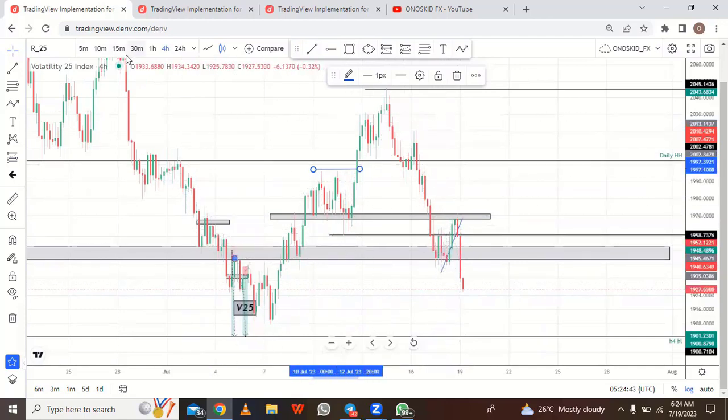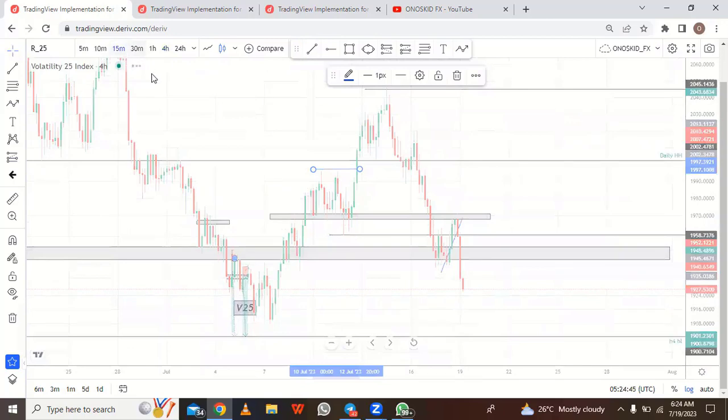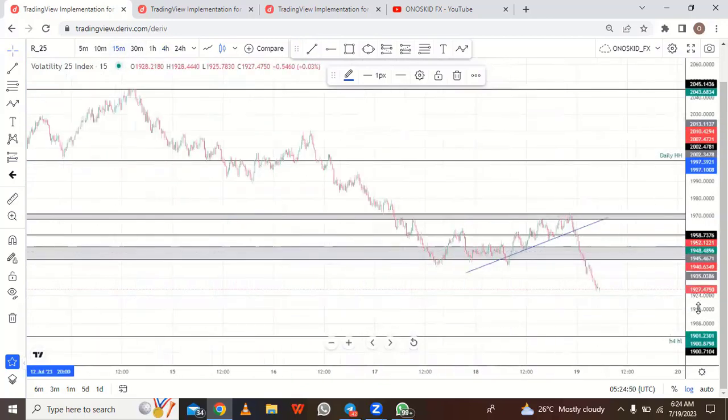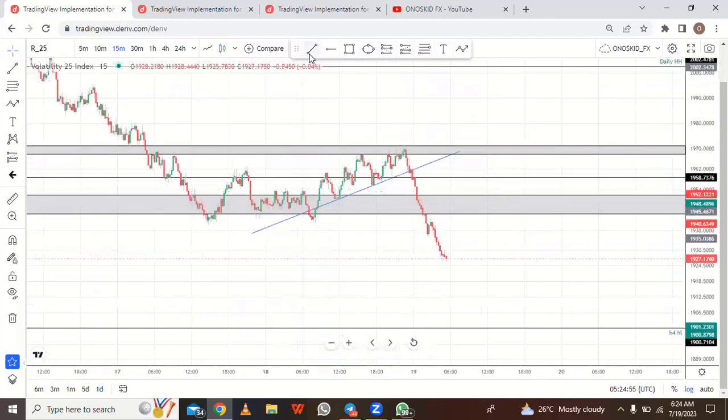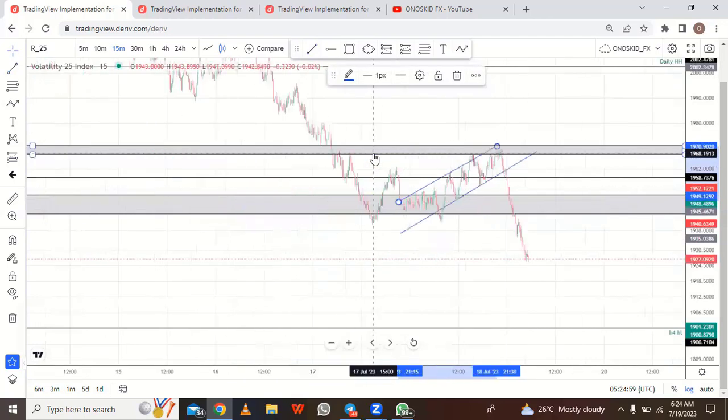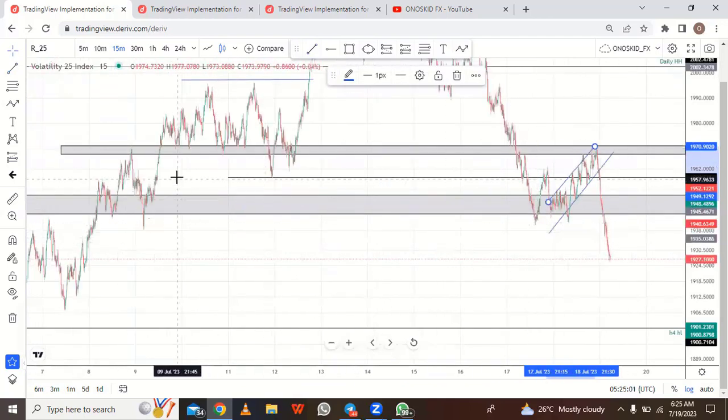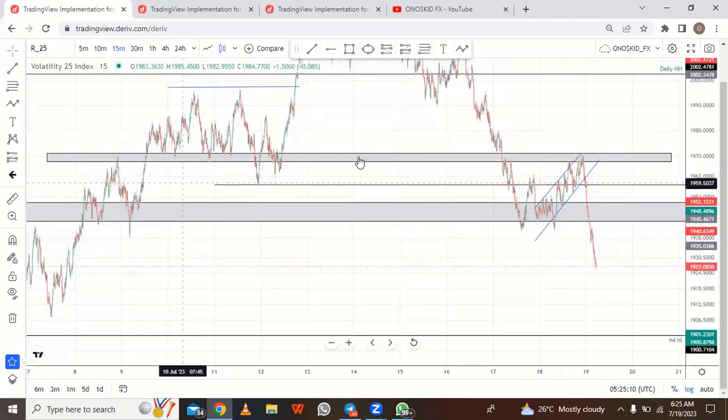So I scaled down to the 15 minutes, and I am able to spot this beautiful flag. Okay, this beautiful flag. So I was able to spot it, and aside from that, I was able to deduce that this is a good zone. This is a good demand and supply zone, or support and resistance zone.